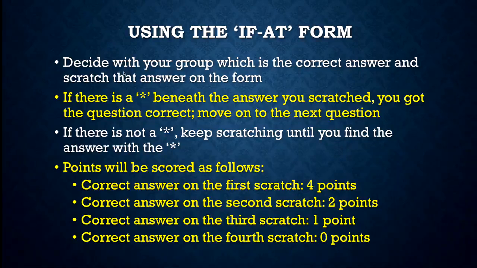If you get it right on the first scratch, then you get a little star. You're rewarded with a little star, which is very exciting. You get a little surge of dopamine, because that's worth 4 points. Now, if you don't get it right on the first scratch, it's okay. You get another chance, but you get a 2-point penalty. You get it right on the second scratch, you get 2 points.